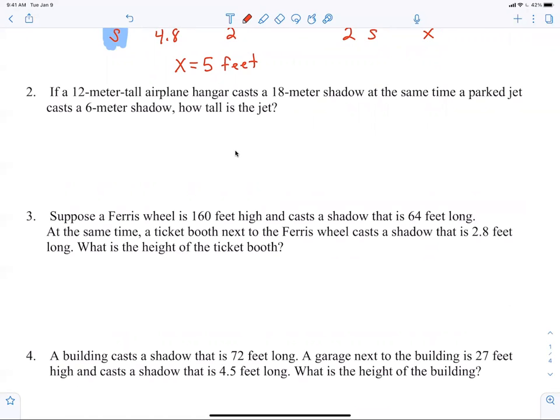I put 12 over 18. Hold on a second. So I'm going with you. 12 over 18. 12 is the what? The airplane hangar. And 18 is the shadow. And I put X over 6. X over 6. Perfect. Now, you don't need to think too much about this, right? Then I multiplied 12 times 6, and that's 72, and divided, and that's 4. Yes. And I just want everybody to put 4 what? Meters. Yeah, 4 meters.